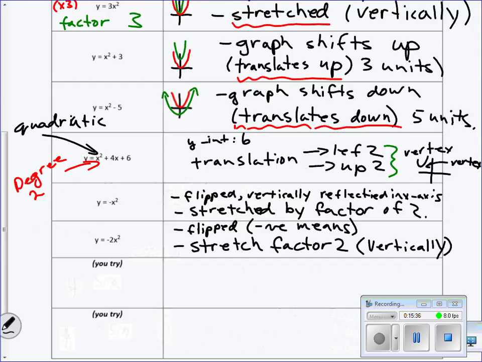Now, let's take a look at this equation. y is equal to -5x squared. Based on all the concepts that we have here, the negative really means that it's flipped first. Then all the y values are stretched by a factor of 5.